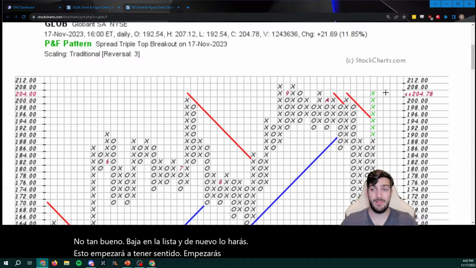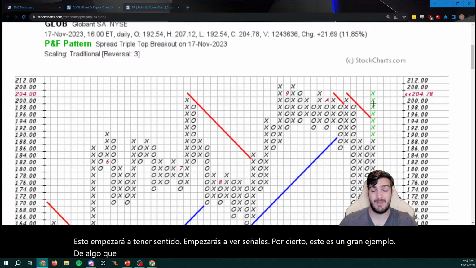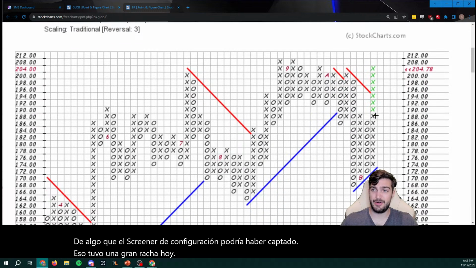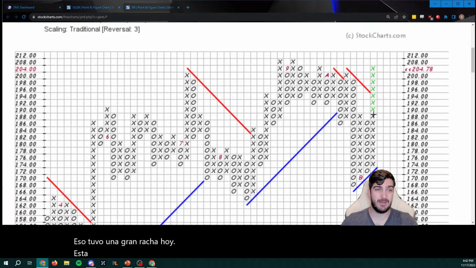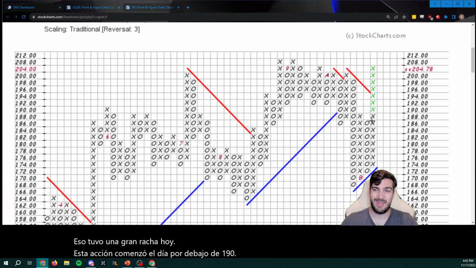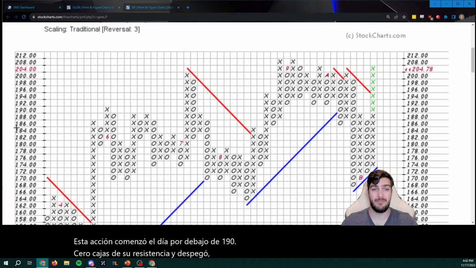By the way, this is a great example of something that the setup screener could have caught that went on a huge run today. This stock started off the day below 190, 0 boxes from its resistance, and took off. And we are now outside of that buy range, that 5% buy range.